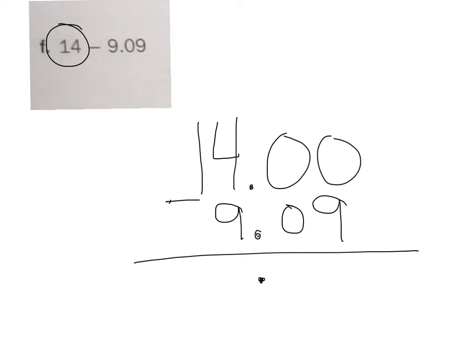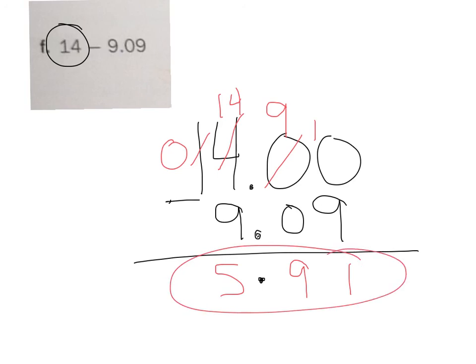Well, I can't do 0 minus 9, so I'm going to have to borrow. That turns to 10, the 0 turns to a 9. So I have 10 minus 9, which is 1. 9 minus 0, which is 9. And then once again, I can't do 4 minus 9. So I'm going to want to borrow again. So the 4 turns into 14, and the 1 turns into 0 because I'm borrowing. So now I have 14 minus 9, which is 5, leaving my answer as 5.91.